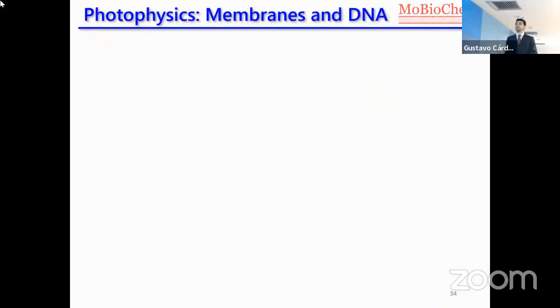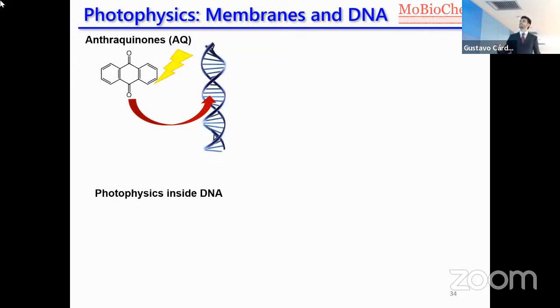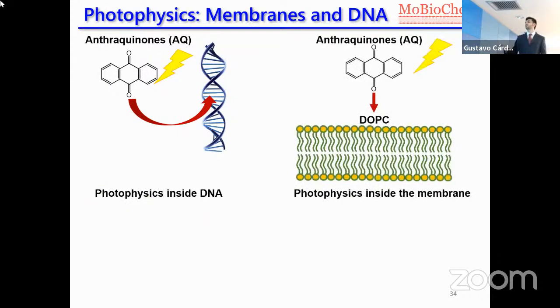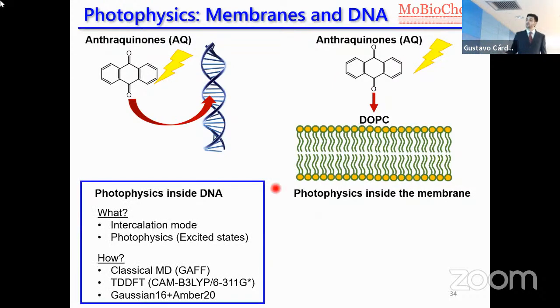Now, since we did different things here, I'm going to subdivide this part into two different subsections. The first one consists of the study of the intercalation binding mode of anthraquinone inside a DNA double strand, and afterwards its photophysics. The second part instead consists of the study of the permeation of anthraquinone inside a lipid bilayer, similarly to cisplatin, and afterwards its photophysics. For the time being, we're going to focus on this first part.